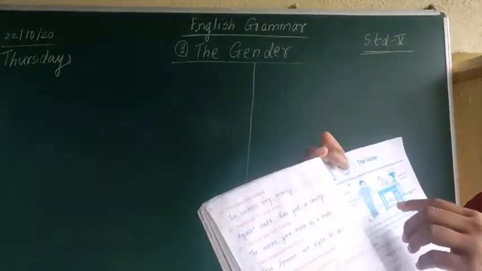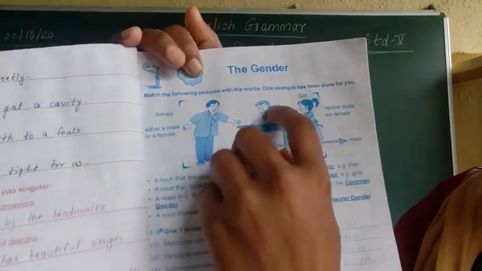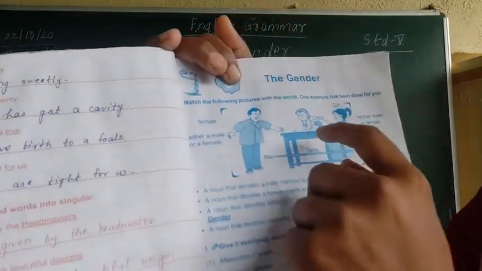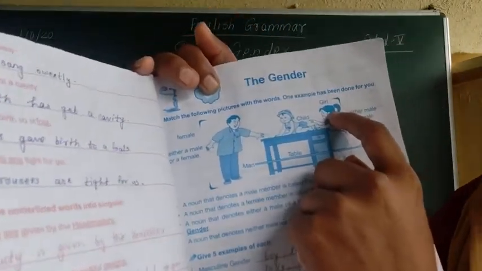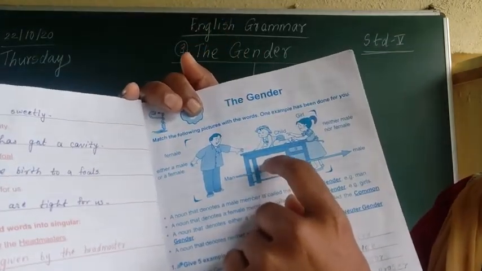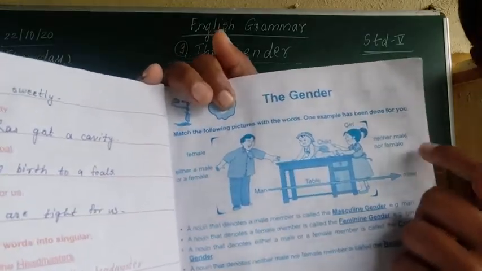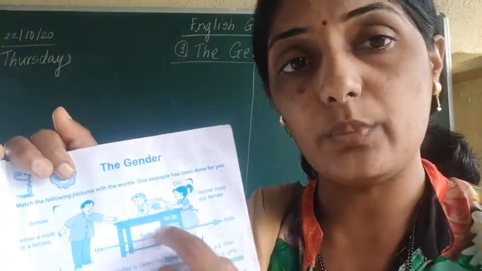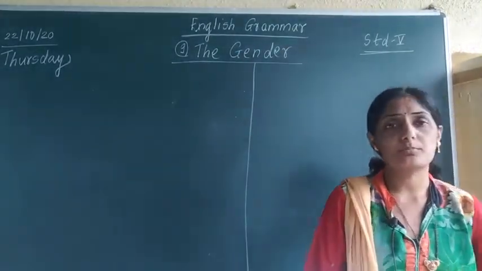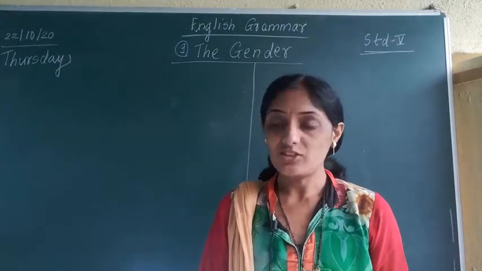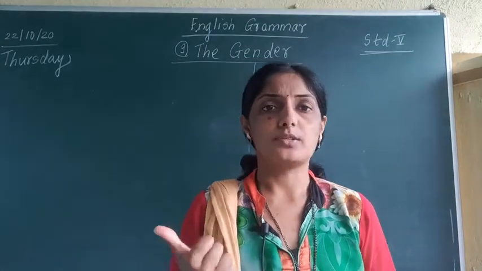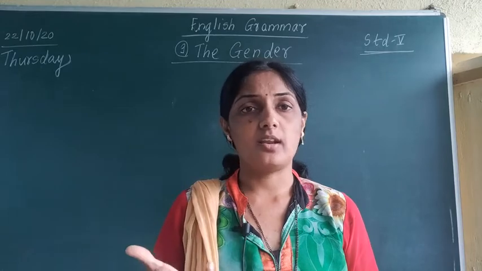What do we have to do then? From child you have to draw an arrow till here. It is either a male or a female. Next, girl is what? Girl is a female, so we have to match the word with female. Table is what? Table is neither male nor female. It is a non-living thing, so you have to match the word table with neither male nor female. In this way we are going to study masculine gender, feminine gender, common gender and neuter gender. There are 4 types of genders.